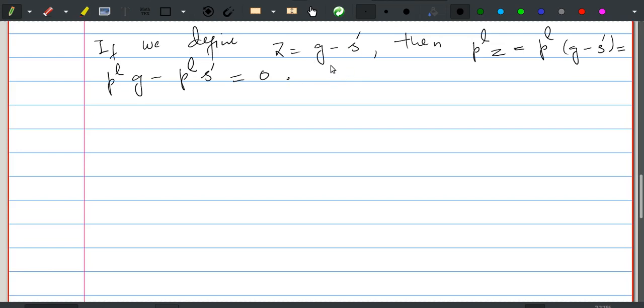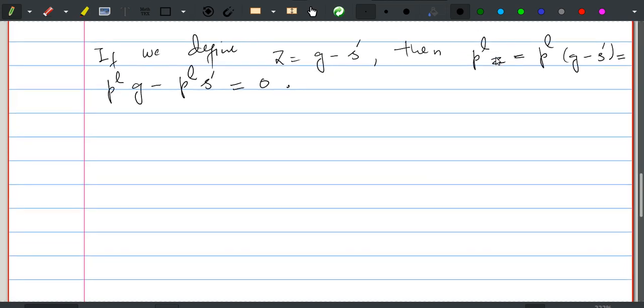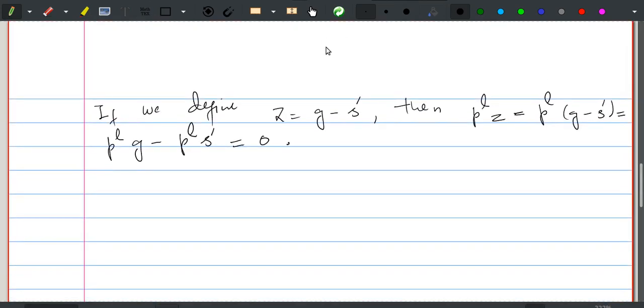So if a power m is the identity and the order of a is n, then that means n is less than or equal to m, because by definition of order, n is the least positive integer such that a power n is e. So this n must be less or equal to m. So we have proved that p power L of Z is 0.